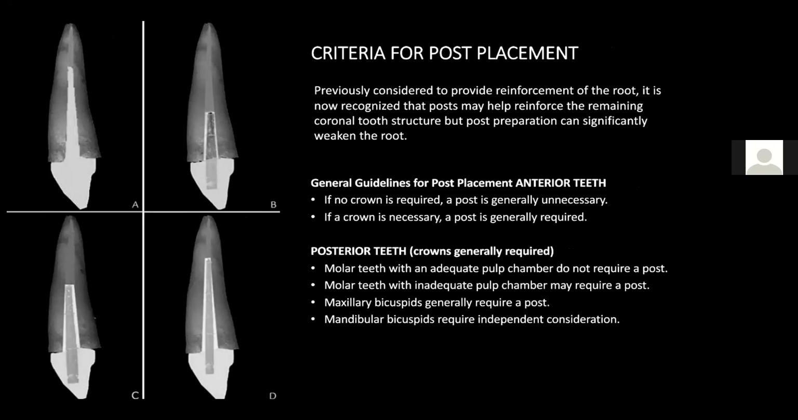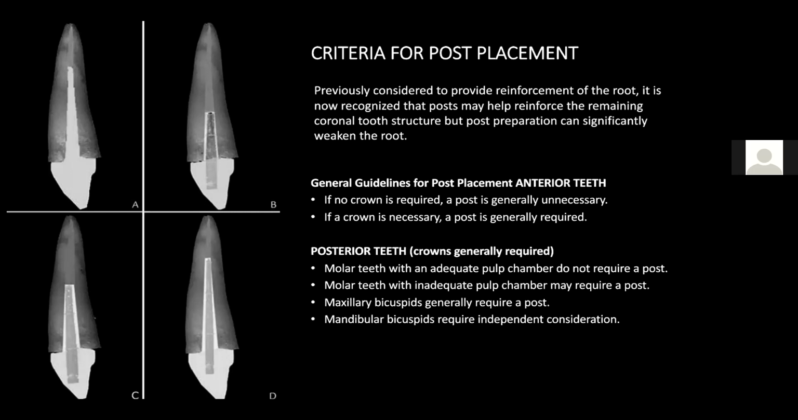Also, minimal enlargement and shaping of the canals in maxillary bicuspids is very important, and we have to consider the anatomy of the bicuspids, especially the thin mesiodistal dimension and the proximal root invaginations in the maxillary bicuspids, because this is where most fractures happen.